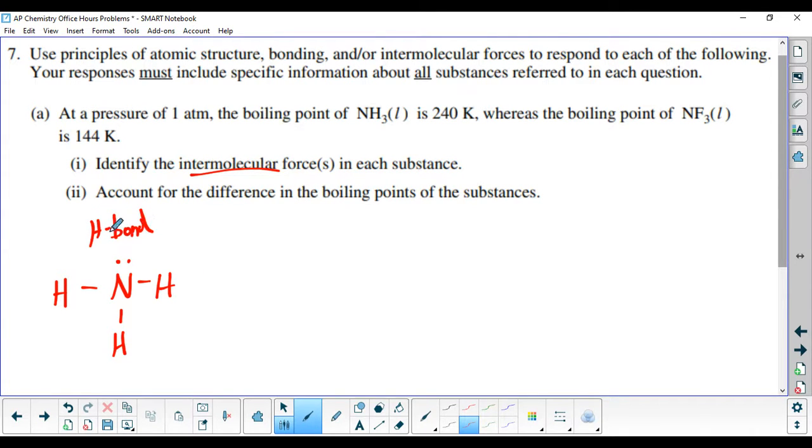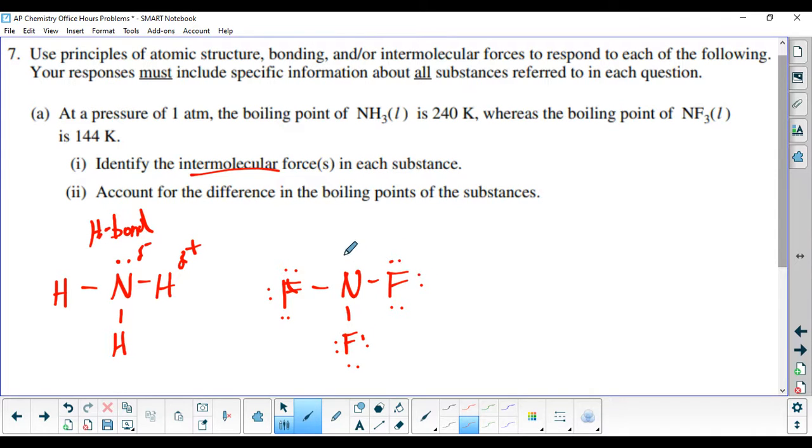And it's hydrogen bonding because we have nitrogen, oxygen, or fluorine attached to hydrogen. In this case, we have nitrogen. And it has to be attached to the hydrogen, so we get a really positive hydrogen and a really negative nitrogen, so we can hydrogen bond there. NF3 looks like this. Now this can't hydrogen bond because there's no hydrogen.